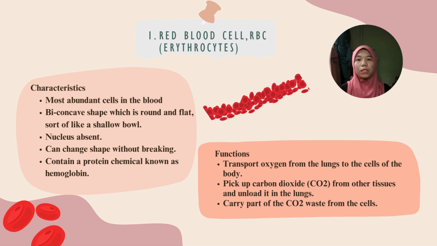The first one is red blood cell, RBC, which is known as erythrocyte. RBC characteristic is most abundant cell in the blood. It also has a biconcave shape, which is round and flat. There is no nucleus in the RBC. RBC also can change shape without breaking. It also contains a protein chemical known as hemoglobin.